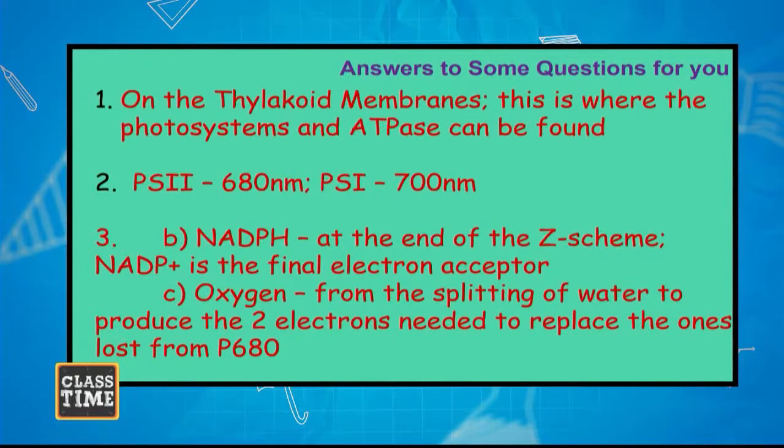The second question was very simple, and it could be a multiple choice question in real life. What you find is that photosystem 2, which is the first one we tend to look at, has a reaction center with a chlorophyll A that absorbs at 680 nanometers. And for photosystem 1, the reaction center absorption wavelength is 700 nanometers.